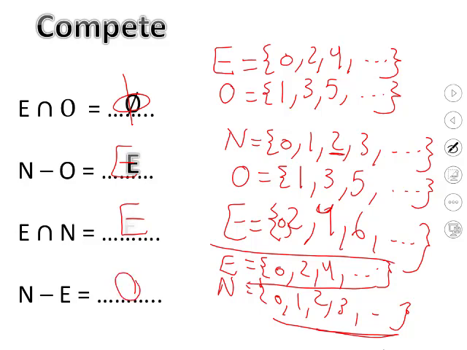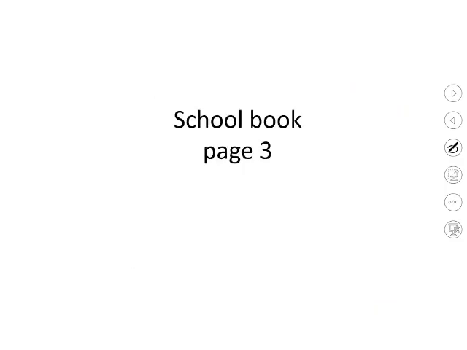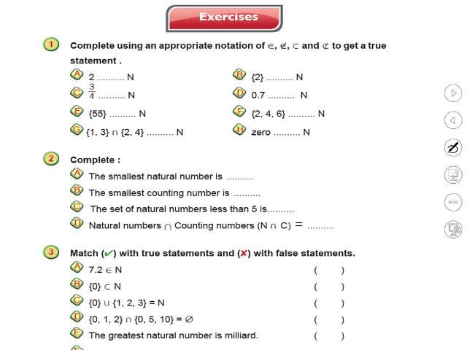These are the answers as we mentioned. Okay, now I want you to open your school book, page 3, and solve these questions with me. Complete using belong, not belong, subset or not subset. 2, yes, 2 belongs to N. 3 over 4: does 3 over 4 exist in N? No. So 3 over 4 does not belong to N. 5 and N: 5 is a set and N is a set, so we use subset.